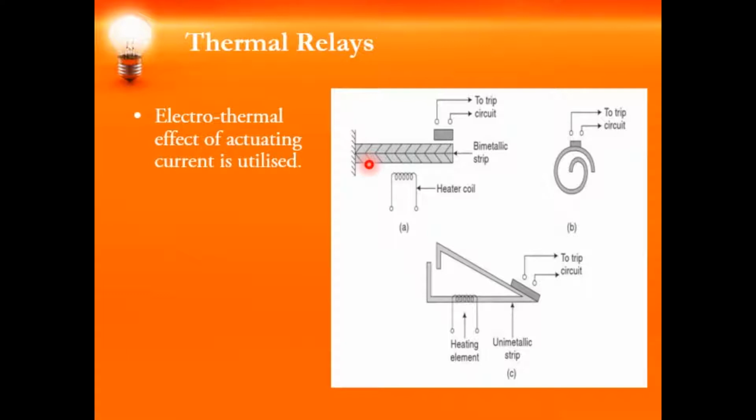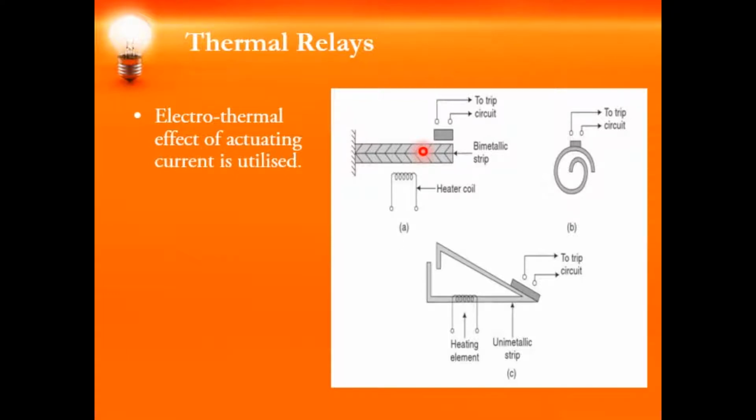A bimetallic element, as the name indicates, consists of two metal strips of different coefficients of thermal expansion which are joined together. When it is heated up, one strip expands more than the other because those two have different thermal coefficients. So when it gets heated up, the bimetallic strip will bend.